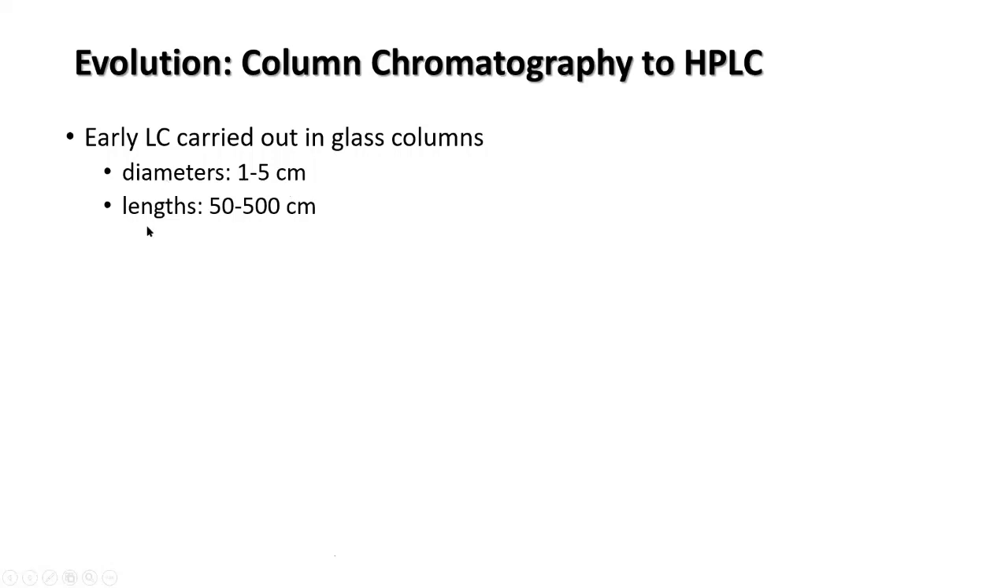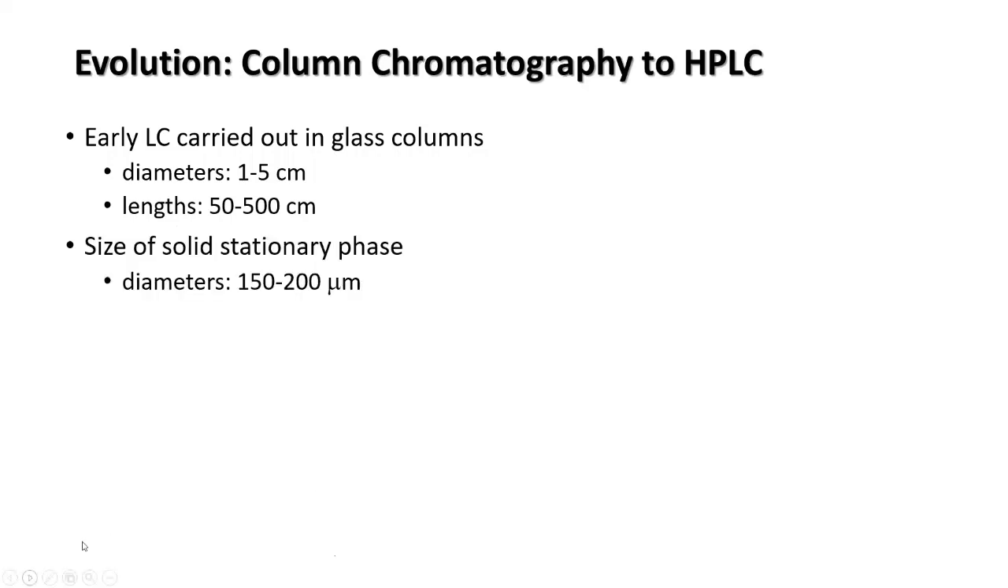Okay, and if you talk about the length, it is around 50 to 500 centimeter. Okay, and the solid stationary phase, we use a variety of solid stationary phase. It can be silica, it can be alumina of different properties, maybe acidic, basic, neutral, based on your need. And we generally use a particle diameter of the solid stationary phase of 150 to 200 micrometer in this column chromatography.